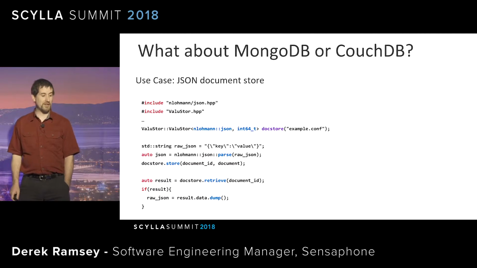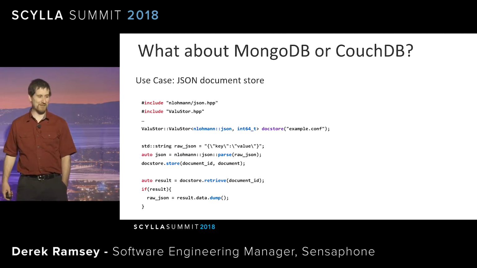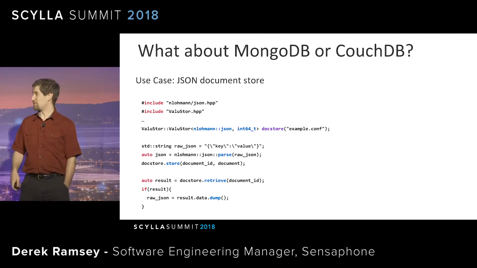And I wanted to throw in one more thing about MongoDB and CouchDB. These are JSON document stores. It is possible to use ValuStor in a JSON document storage scenario. There is a usage guide covering that scenario. It's not quite as full featured, but depending on your needs, it might actually be a good solution. Mongo as well just recently went through a licensing change that is interesting. I believe someone from Scylla has already written on that topic. But here's just a little example of how you might generate a document store with document IDs. We have full JSON support, so you can have native JSON, and it makes it much easier to manipulate.